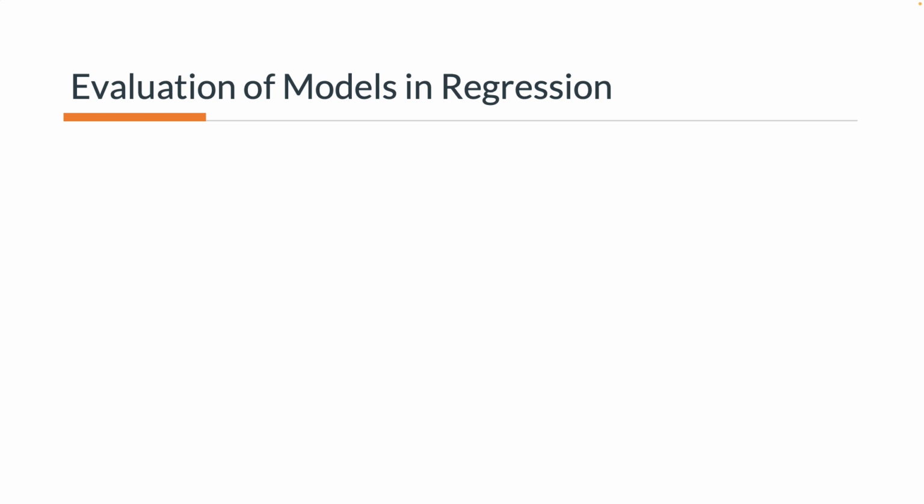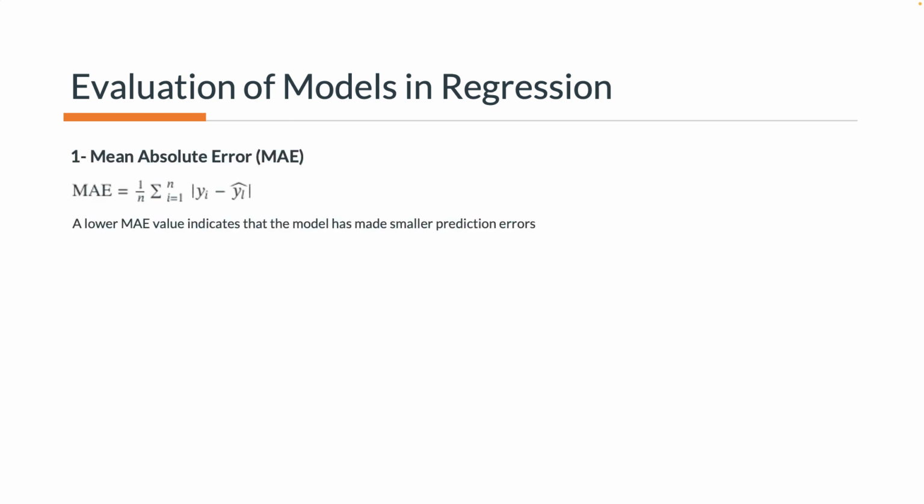Now let's see how we evaluate the performance of regression machine learning models. There are three metrics that we normally use. The first one is called mean absolute error.